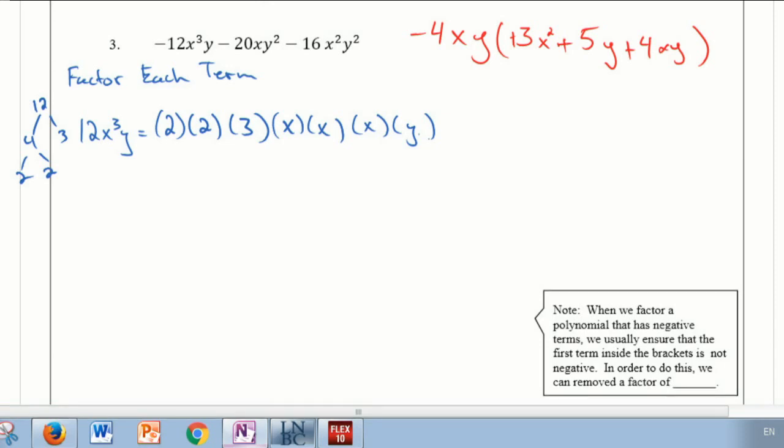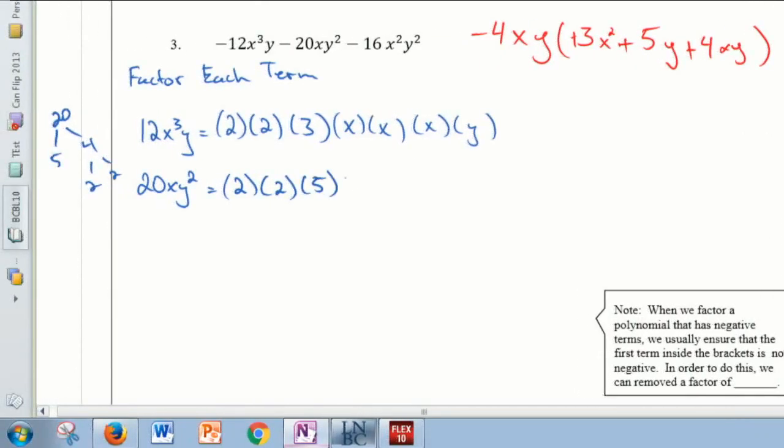The next one is 20xy squared, and again, we're just going to ignore the negative for right now. Okay, 20 is going to be 5 and 4, which is 2 and 2. So 2 times 2, 5 is prime, and then I have 1x, and then I have y squared. So 1y, 2y's.